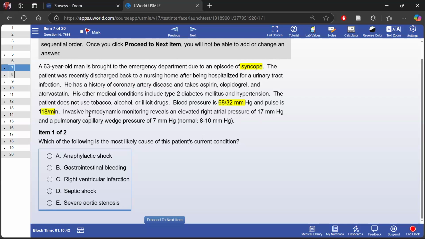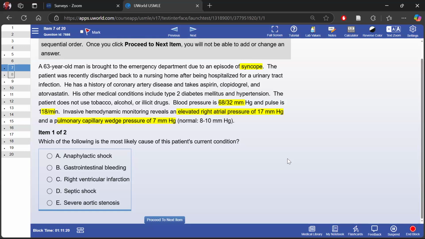So they did an invasive hemodynamic monitoring, and it revealed that the right atrial pressure is 17, which is high. The pressure on the right side of the heart is elevated, but the pulmonary capillary wedge pressure is slightly low, right? So that is important. Those are the important information we have. The most important information we have there are the hemodynamic monitoring, right? We have to use the pressure in those chambers to figure out what is going on in the patient, right? So if we take them one by one, right?